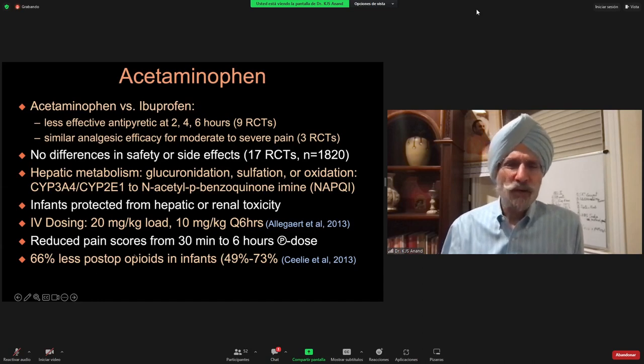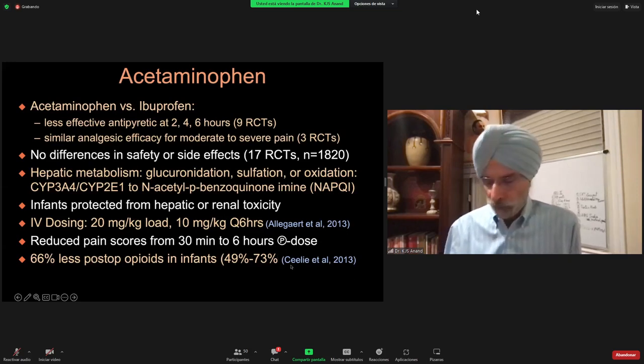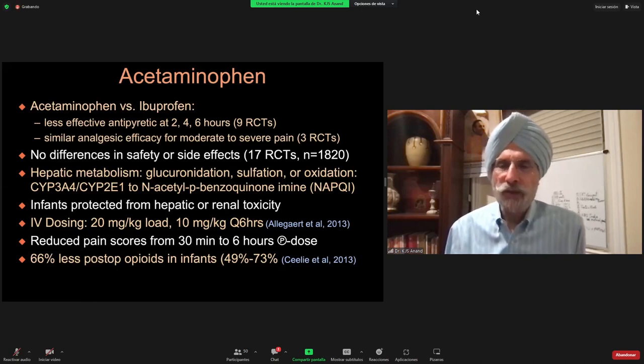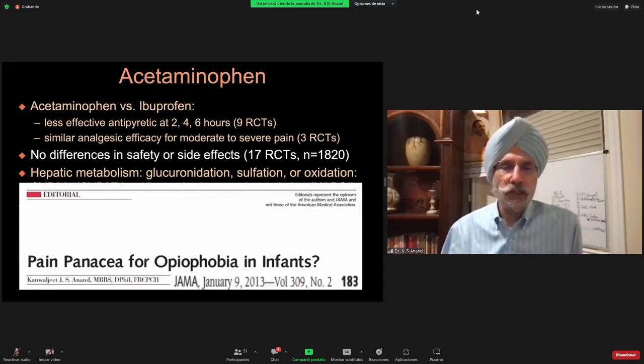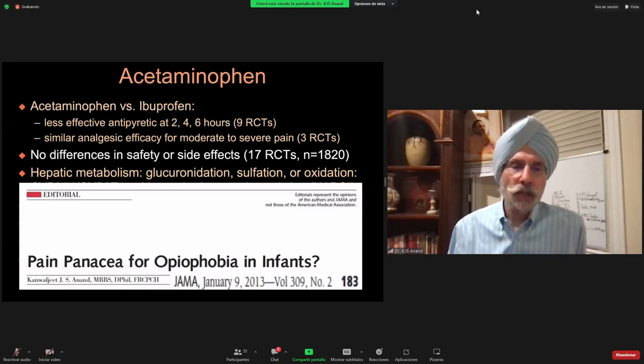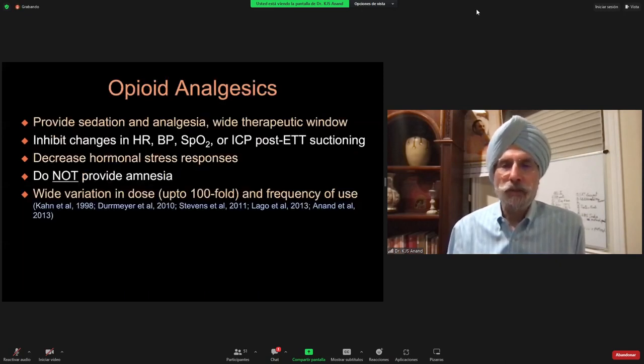Giving IV acetaminophen reduces pain scores, particularly when used for postoperative analgesia. There's at least one trial, and a couple of other trials, where there was a reduction in the need for postoperative opioids. This was published about 10 years ago, and there were a few weaknesses in this trial design, which I discussed in an editorial published in the same issue. So it's not a pain panacea, but it really is something we need to be aware of.